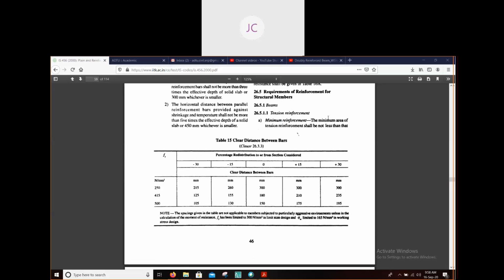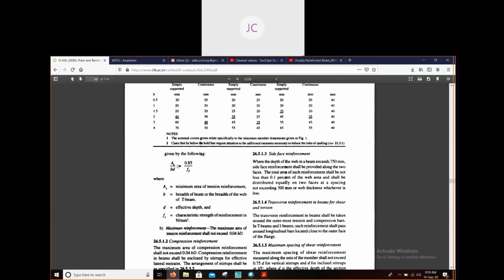You can see here in the IS code, it is written: requirements of reinforcement for structural members. If we are discussing beams, then you can see the tension reinforcement. Tension reinforcement means the steel which we provide in the tension zone, at the bottom, below the neutral axis. You can see here the minimum amount of reinforcement we can provide. We have to find it by this formula. This is AS, the area of steel, the minimum amount of reinforcement.